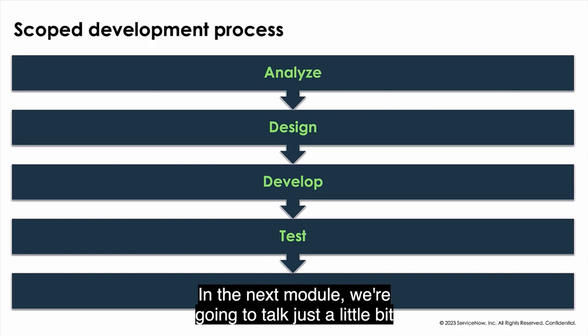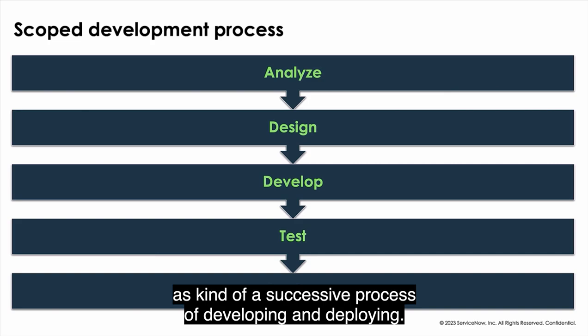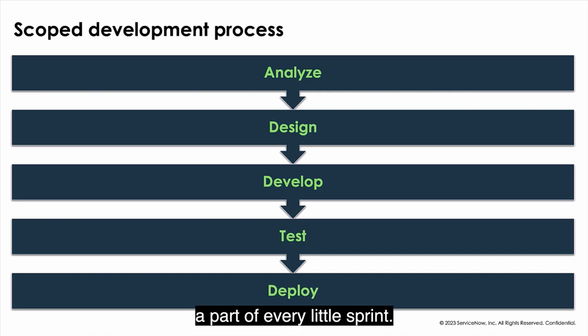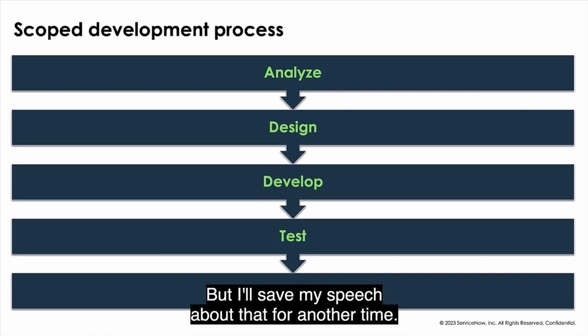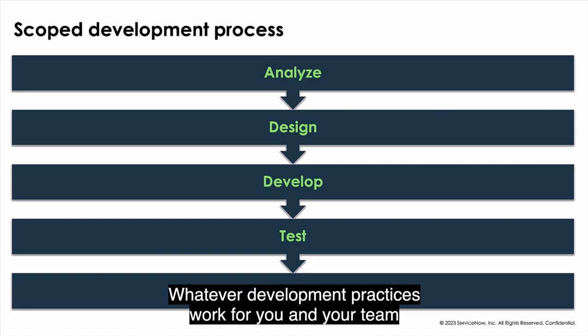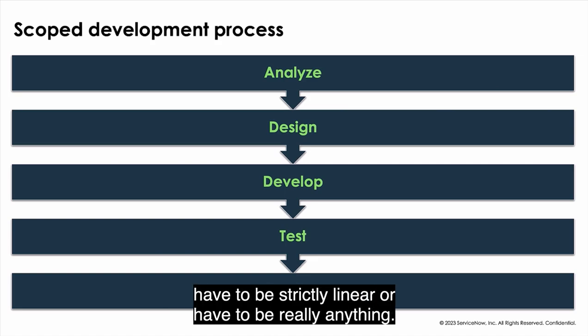In the next module, we're going to talk just a little bit about analysis and design, and then from there on out, you can think of the rest of the class as kind of a successive process of developing and deploying. And towards the very end of this class, we'll briefly look at some testing options. If it were up to me, I'd say that testing would be a part of every little sprint, but I'll save my speech about that for another time. So, in short, you do you. Whatever development practices work for you and your team and your organization, great, perfect, fantastic. And don't get the impression that things have to be strictly linear or have to be really anything.